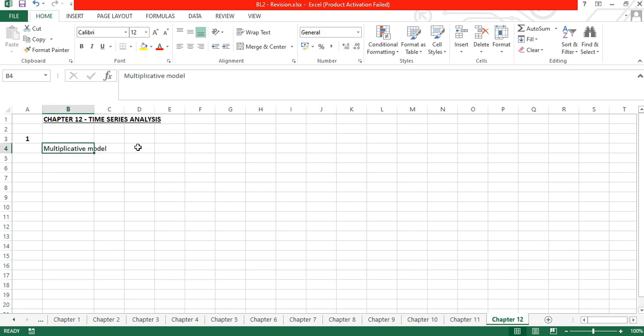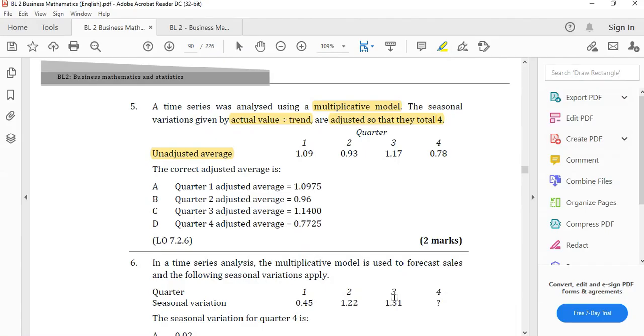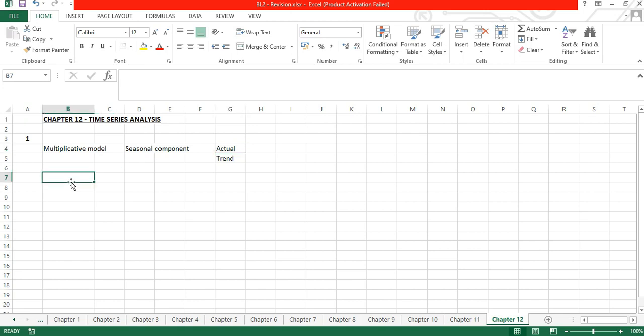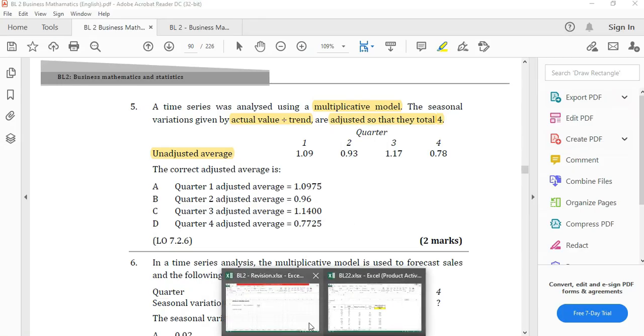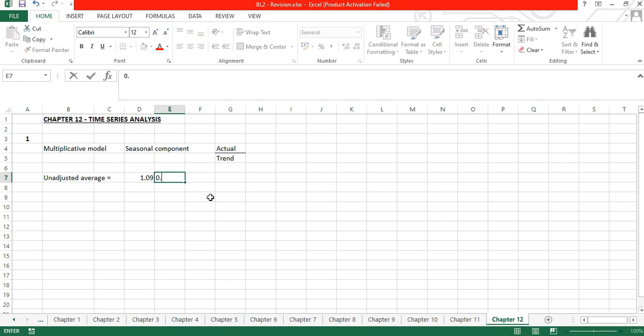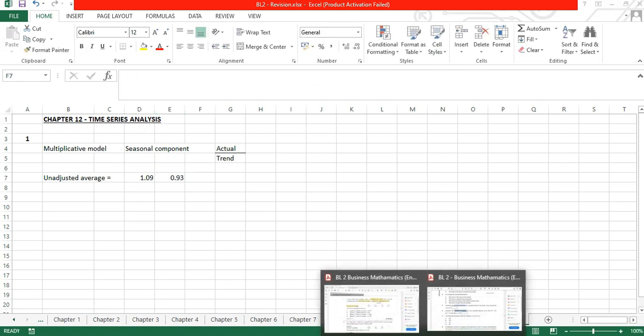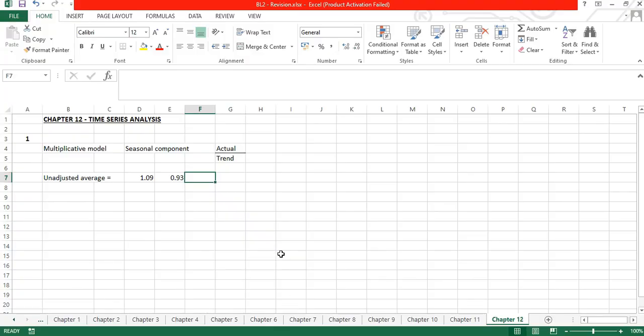So, in the multiplicative model we find the seasonal component by dividing the actual by the trend. They have already done that and given it in the question. They have given this unadjusted average part. Let's put 1.09, 0.93, 1.17, 0.78.